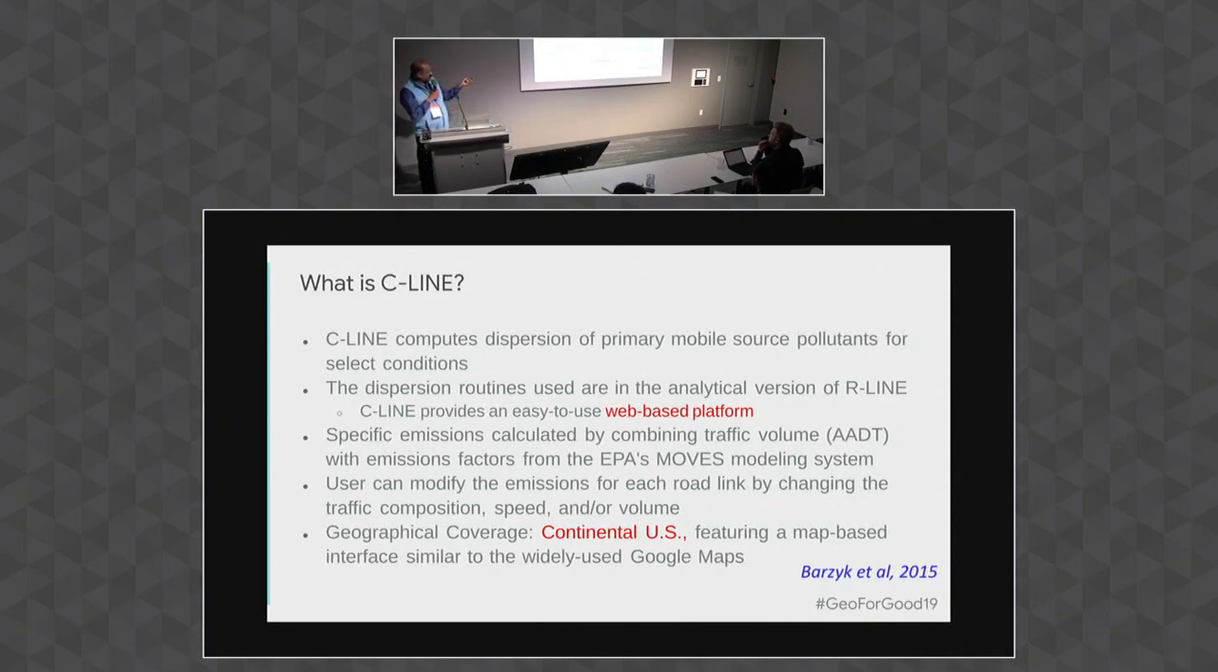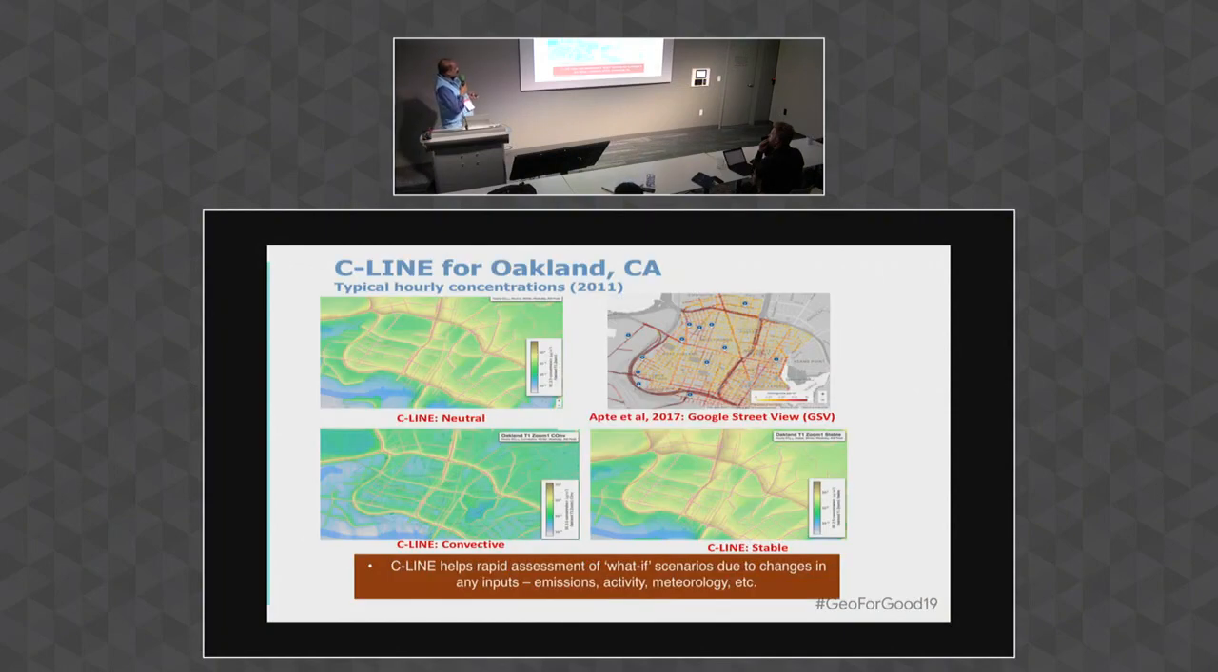And again, it uses the widely used Google Maps. That's the Google connection here to start with. So here's an example. This study came out a couple of years ago, a very nice study where they mapped the city of Oakland using Google Street View cars instrumented with sensors. And that's the figure from the paper a couple of years ago on the top right.